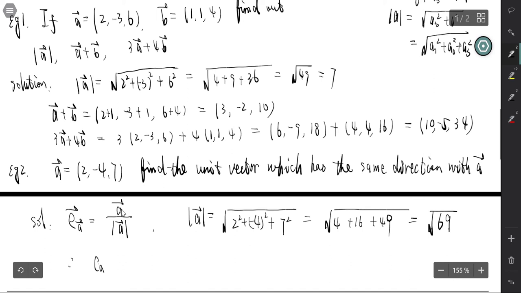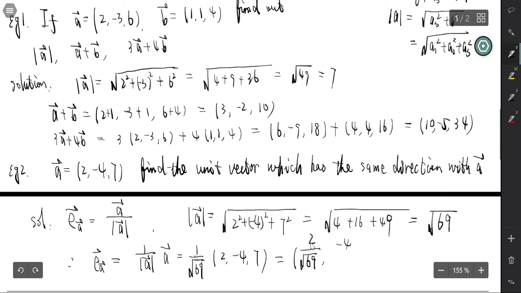So E sub A is 1 over the length of A times A, so that is 1 over square root 69 times A, which is 2, negative 4, 7. We can multiply the scalar inside the coordinates. That is 2 over square root 69, negative 4 over square root 69, and 7 over square root 69.